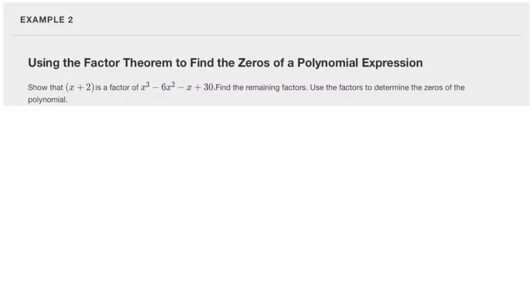So we want to show that this linear binomial is a factor of this, with powers 3, 2, 1, 0, okay? And then use the factor to determine the zeros. So we want to verify that this is a factor, and then we want to find the zeros of this function. So we're just going to do synthetic division.